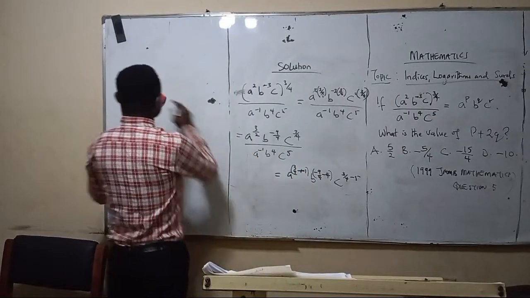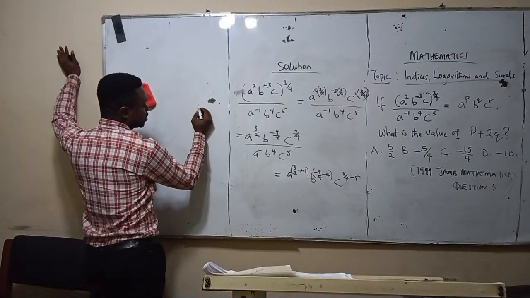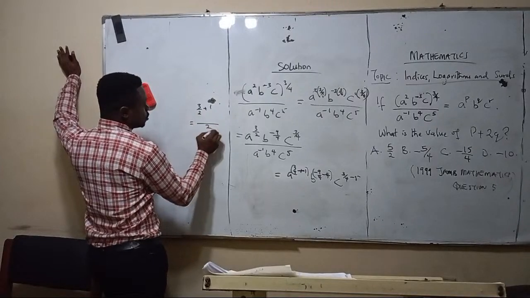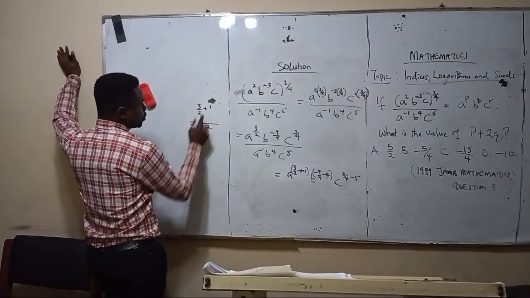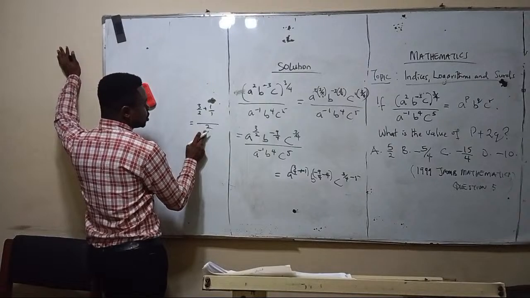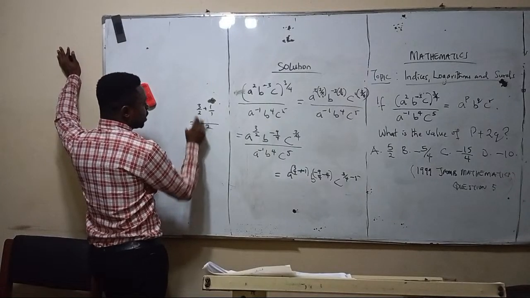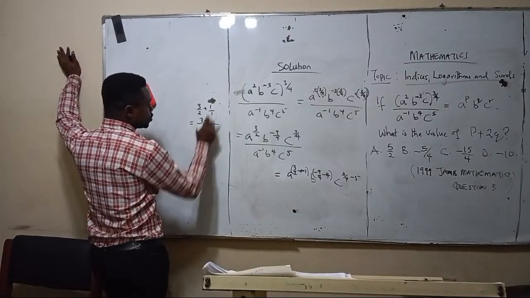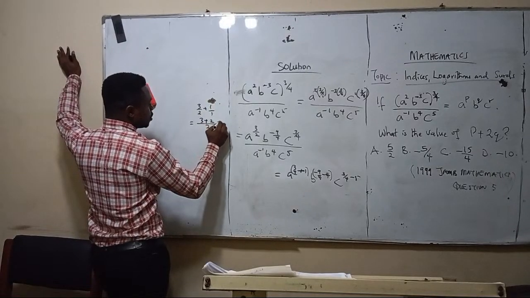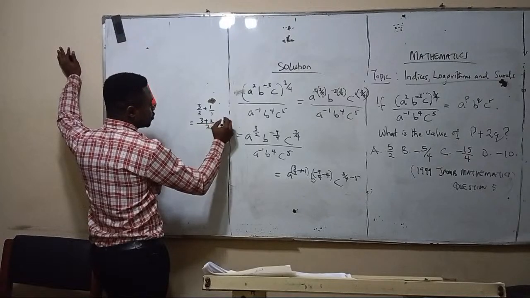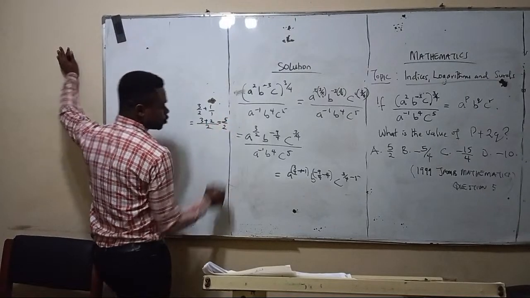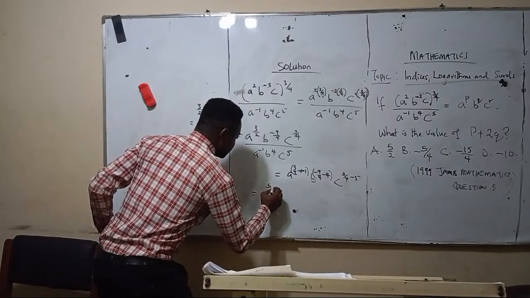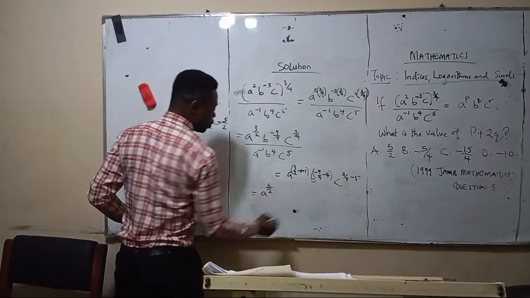Fraction 3 over 2 plus 1 is equal to what? 2 divided by 2, remember that's 1 here. 2 divided by 2 is 1. 1 times 3 is 3. Plus 1 divided by 2 is 2. 2 times 1 is 2. 3 plus 2 is 5. So we have 5 over 2. So here A is raised to power 5 over 2.